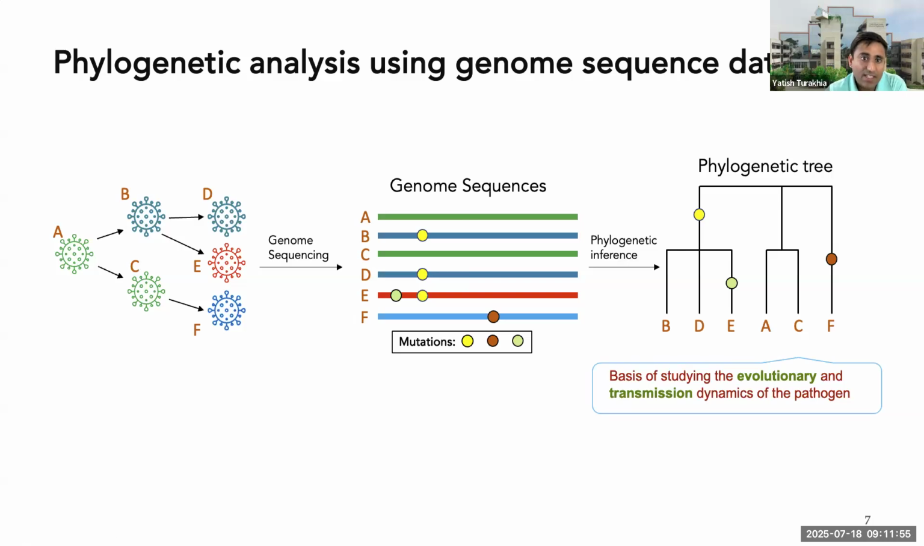And these trees effectively form the basis of various evolutionary and transmission dynamic studies of this particular pathogen, right? So this was very widely used, for example, in the pandemic, and even now it's being quite prevalent, although the sequencing rates have decreased, but we still try to keep monitoring how the virus is evolving so that we can respond to it effectively.